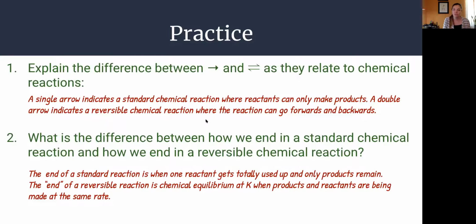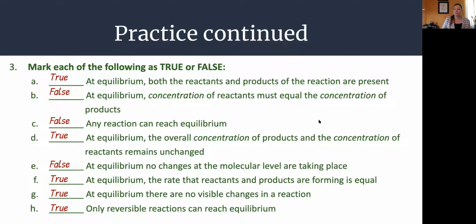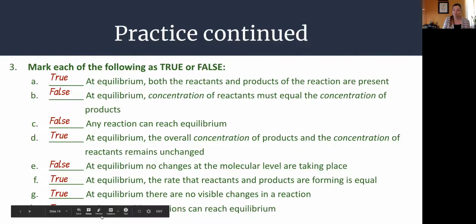Question 3 was a bunch of true-false questions. So at equilibrium, both reactants and products are present. Correct, true. At equilibrium, the concentration of reactants and products must be the same. That's not true. It doesn't have to be 50%, 50%. Any reaction can reach equilibrium. Nope. Only reversible reactions. That's that last question. Only reversible reactions can reach equilibrium.